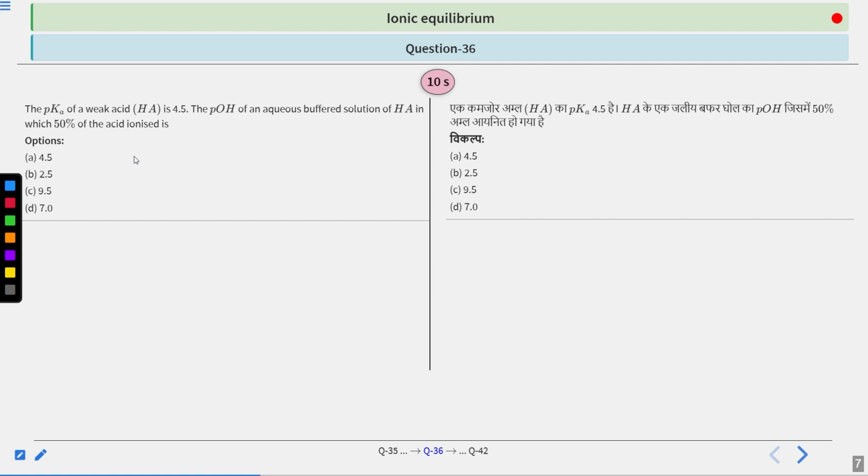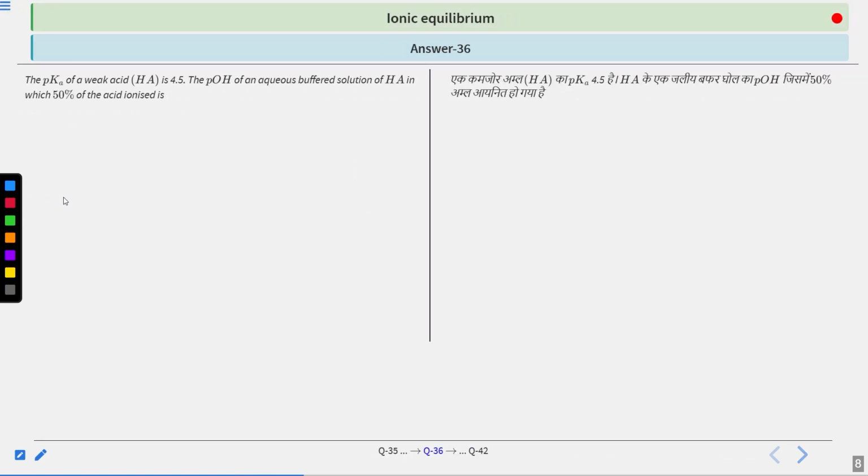Next question. The pKa of a weak acid is 4.5. The pOH of an aqueous buffered solution of HA in which 50% of the acid is ionized is: options are A 4.5, B 2.5, C 9.5, and D 7.0. Your time to solve this question starts now. The time is up for this question.